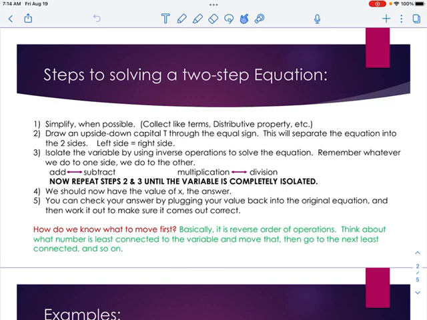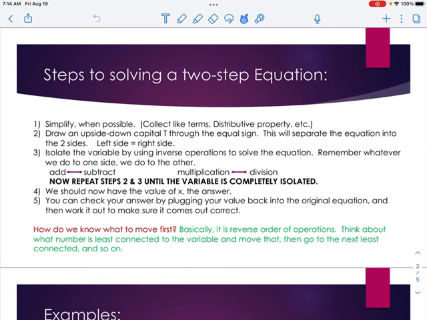Now, here is where it starts to happen. On step number 3, we isolate the variable by using inverse operations to solve the equation. Remember, isolate the variable means we want to get the variable completely by itself. So we have to keep working until we get down to x equals or something equals x. Okay, now how do we get rid of the numbers next to that variable? Well, the way that we do that is by using inverse operations.